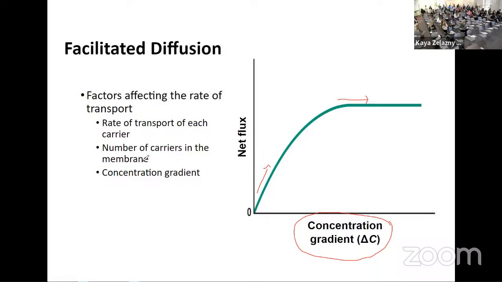The number of carriers in the membrane is also going to make a huge difference, because eventually we're going to reach a point at which all our proteins are full. We're going to have a saturation point where even if our glucose comes up to that cell, there just aren't any carriers for it to go through, which is the really big factor in this flattening out.